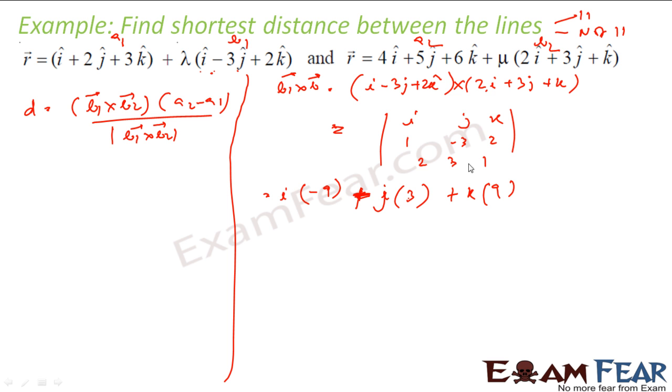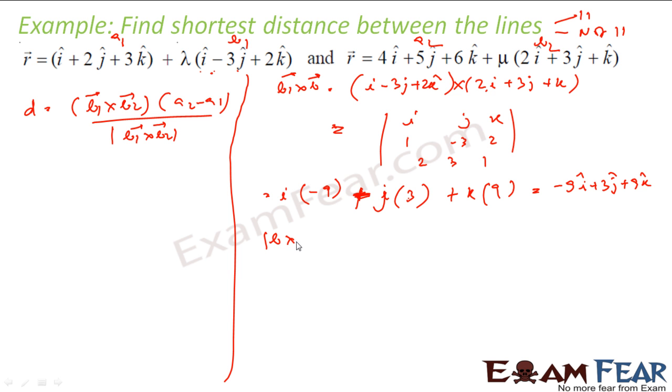So here I am using the normal method. If you are not comfortable with this, you can watch the vector chapter, the previous chapter, where we have shown how to find a cross product. This is what I got for B1 cross B2, written in a better way: minus 9i plus 3j plus 9k.